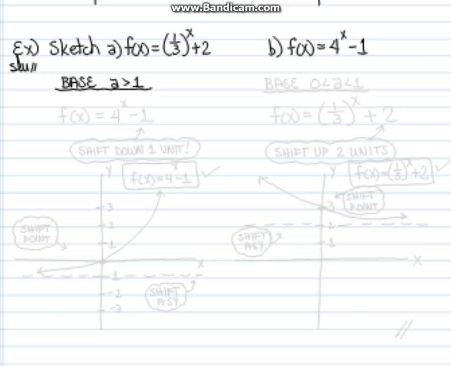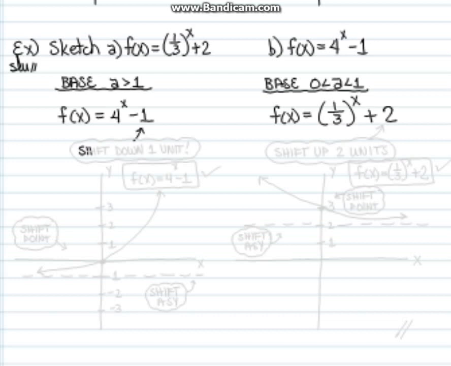We have two categories of graphs for exponential functions. The first is the base a greater than 1. The second is when the base is between 0 and 1. Well, let's decide which one goes where. Our second function has base 4, so that will go under the category of the base a greater than 1. Our 1/3 function base is between 0 and 1, so that will go under the second category, base between 0 and 1.